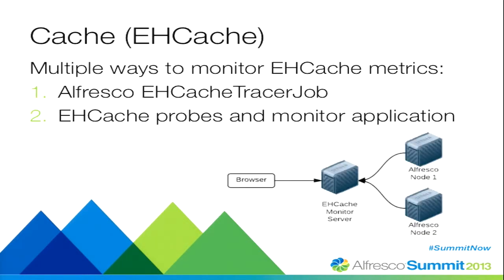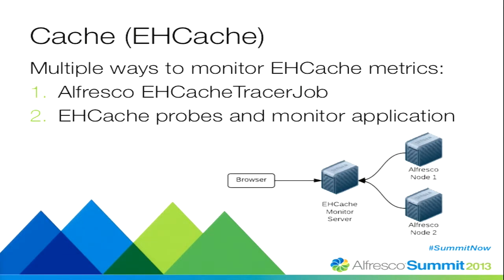There are 2 main ways to monitor EHCache metrics. One of them is the EHCache tracer job. Now, this just ships with Alfresco. It's in the scheduled jobs context. If you enable that, whatever the Quartz job interval is configured to be, it's going to run and take a snapshot of your current cache information, and dump that out to the log files. That's useful if you're really just looking at a single node, but if you want to aggregate statistics across multiple nodes in a cluster, that's a little more difficult to do.